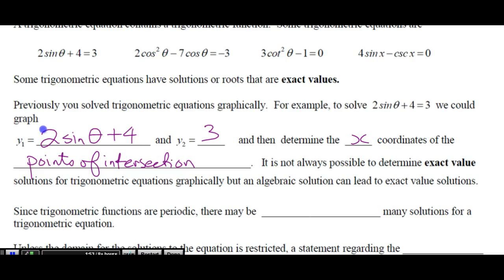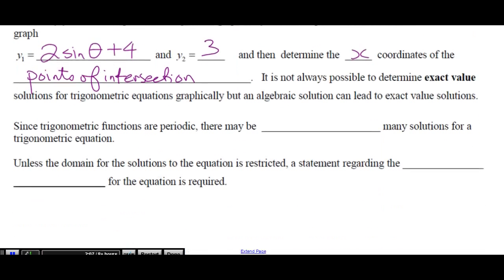But it's not always possible to determine exact value solutions for trig equations graphically. I mean, it's almost impossible graphically because you're just going to get a decimal. But algebraic solutions can lead to exact values. Since trig functions are periodic, there may be how many solutions? Infinitely many.